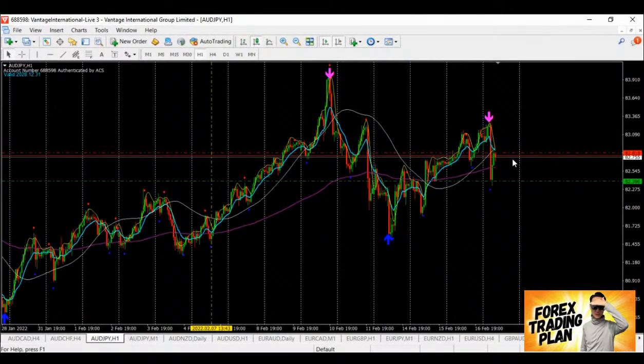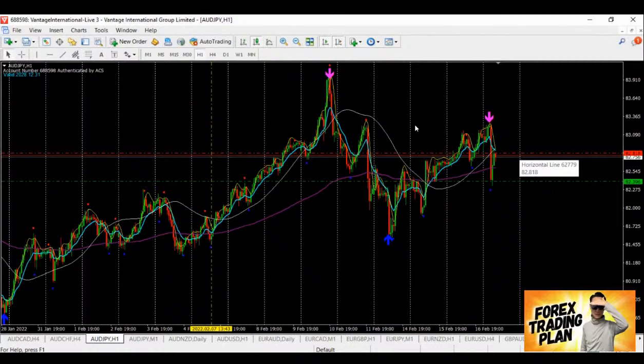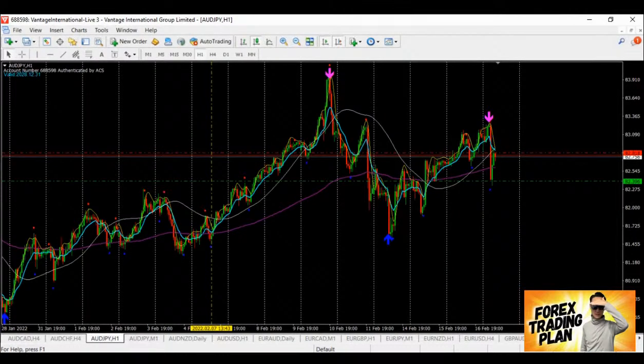Then we can start selling at this price, 82.818. This is where I will be looking to sell later on. I don't see a selling opportunity right now. If you enter a trade to sell, there may be a time when it will start to hover around before it starts to come down. All right, let's move on again. Today, Aussie Yen, I will put this into my list.